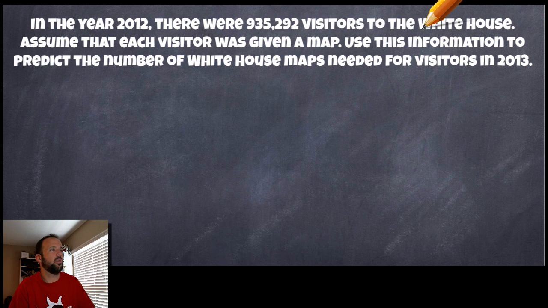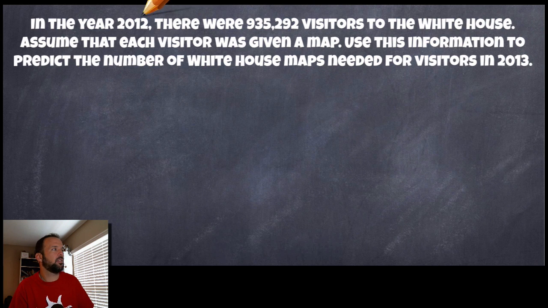935,292 visitors to the White House. The number looks familiar, right? Assume that each visitor was given a map. So everybody that visits the White House gets a map of the White House, right? Use this information to predict the number of White House maps needed for visitors in 2013.